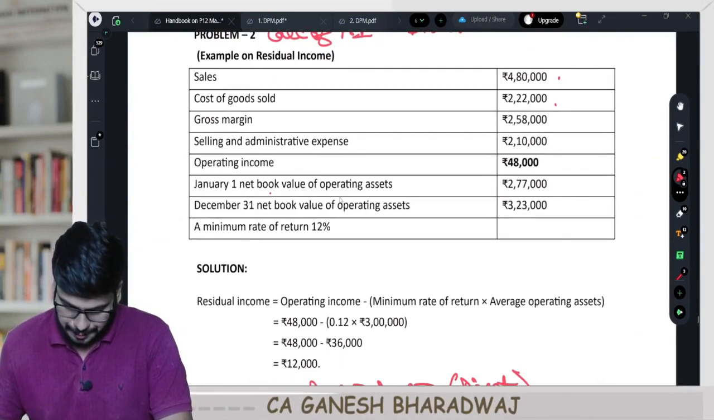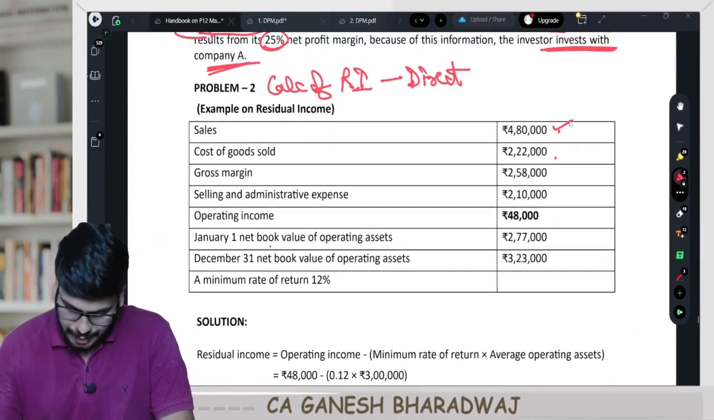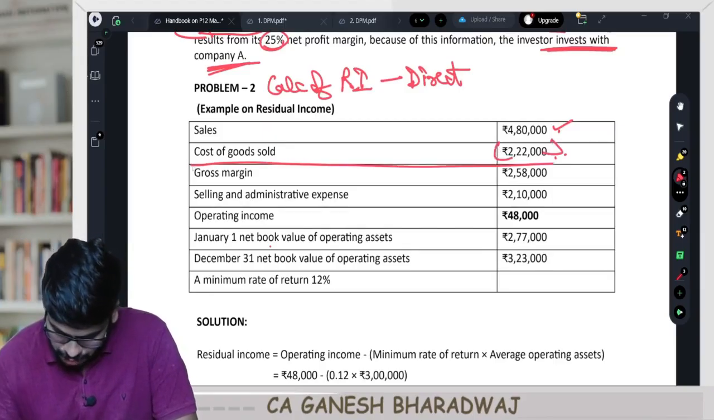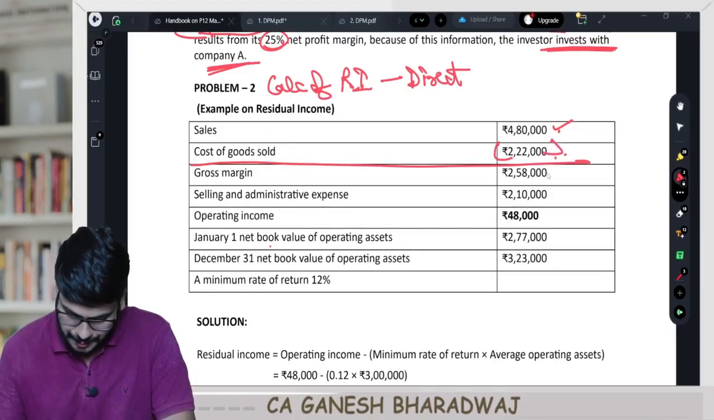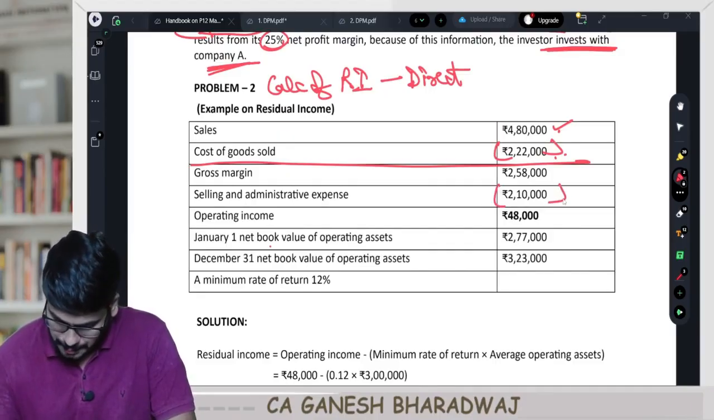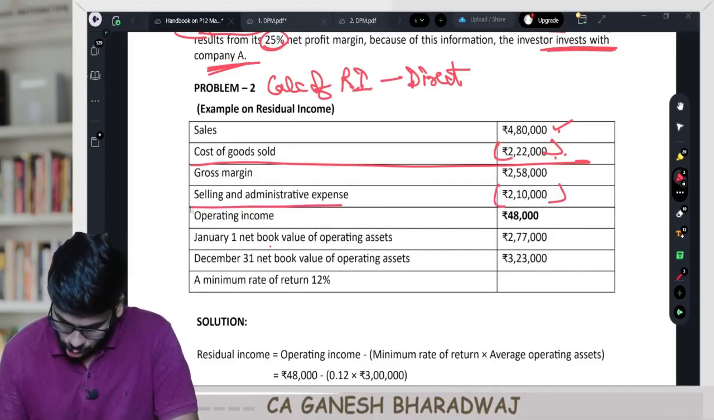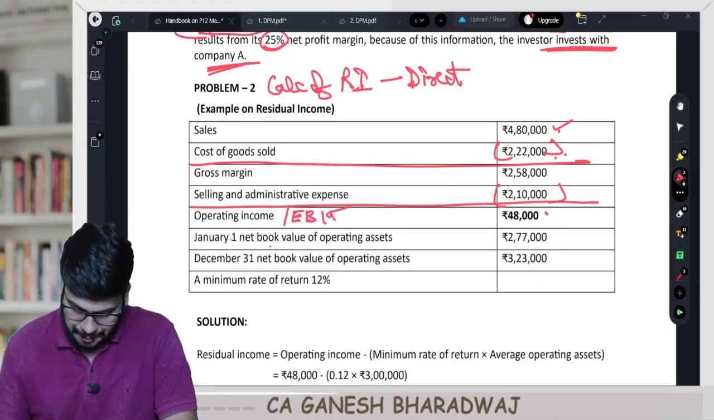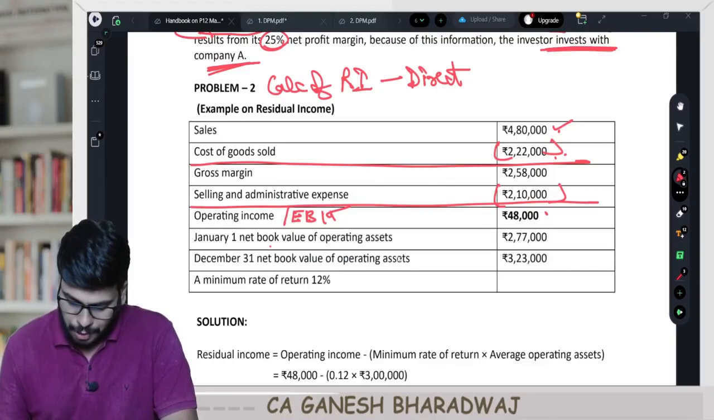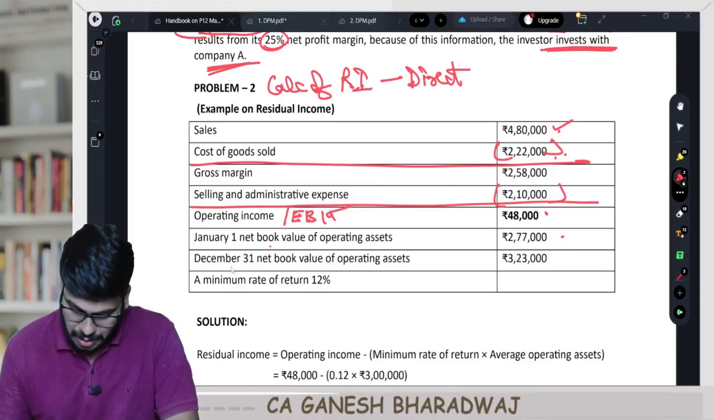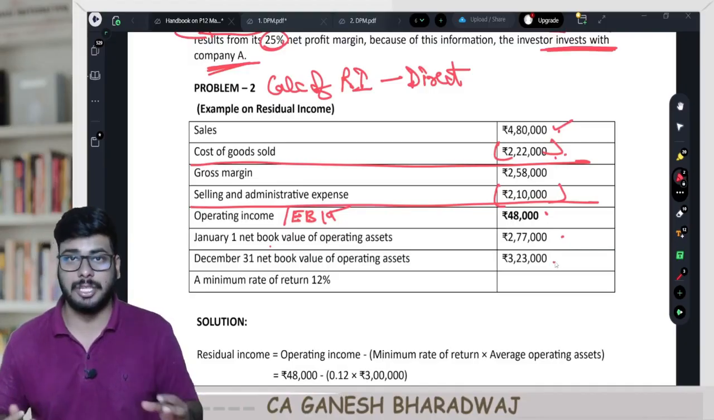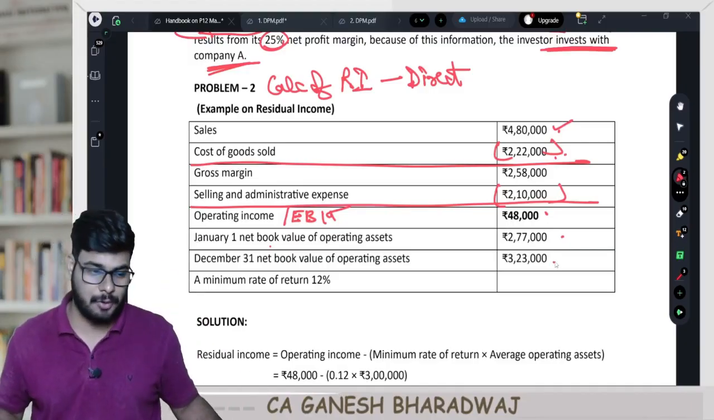Now, look at this. Sales was 4,80,000. The cost of goods sold is 2,22,000. So you get a gross margin of 2,58,000. Selling and admin expenses are going to be 2,10,000. The operating income, also known as EBIT, of the company is 48,000. Now, what have they given? On Jan 1st, the net book value of operating assets is 2,77,000, and on December 31st, the net book value of operating assets is 3,27,000. So you have the opening value of assets, and you have the closing value of assets.